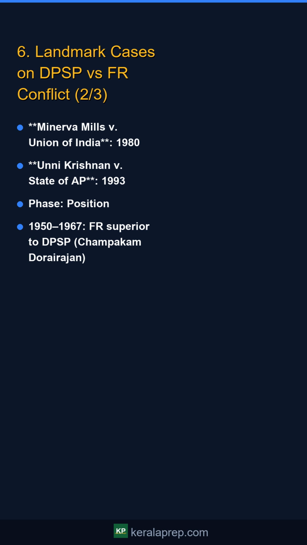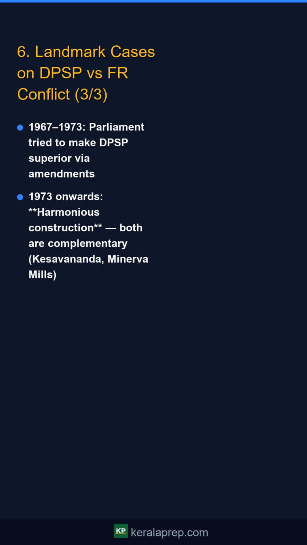Phase and position: 1950 to 1967, FR superior to DPSP, Champakam Dorairajan. 1967 to 1973: Parliament tried to make DPSP superior via amendments. 1973 onwards: harmonious construction, both are complementary, Kesavananda, Minerva Mills.